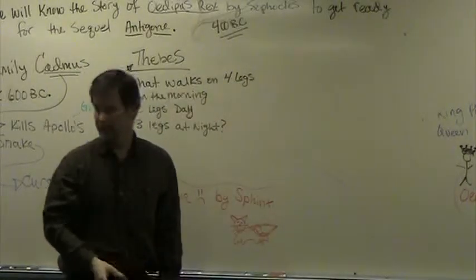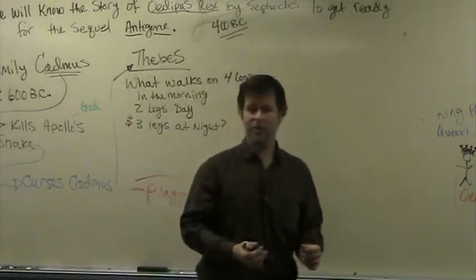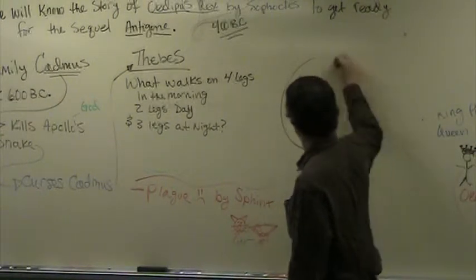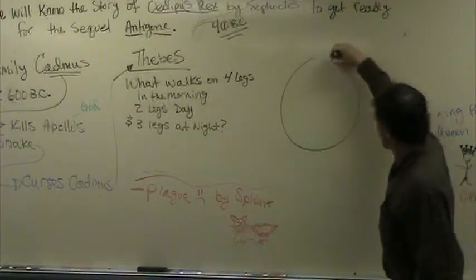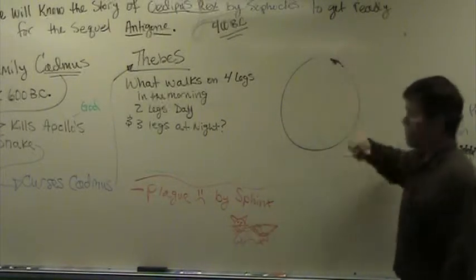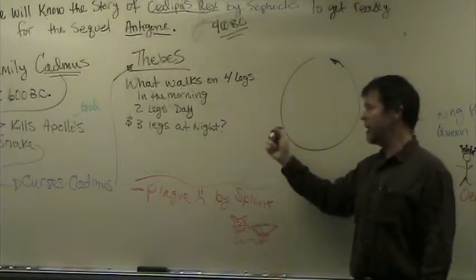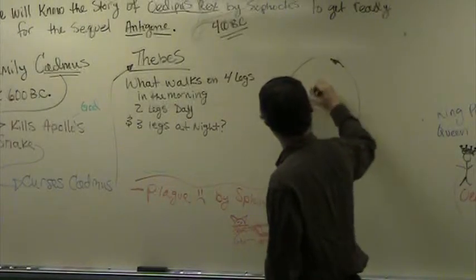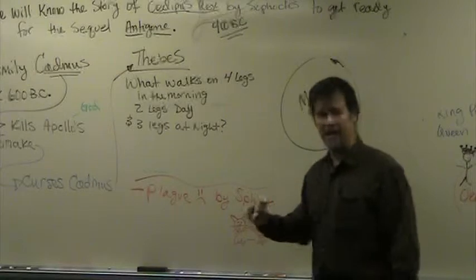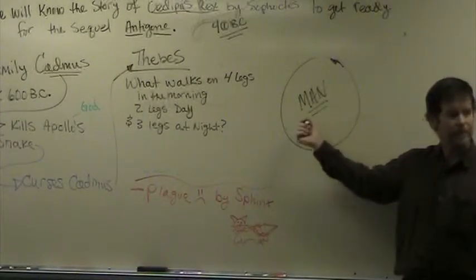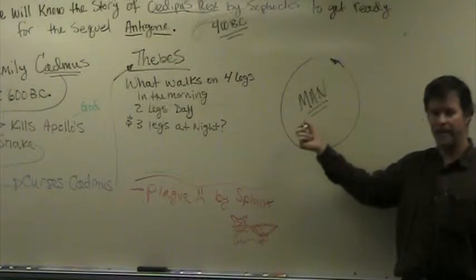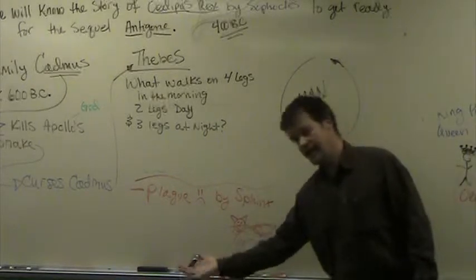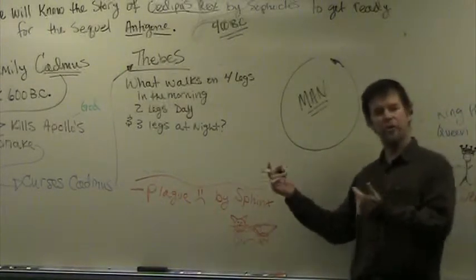Let's take a look at it really quick. This will stay on the video so you can see it, but you do want to know it. All right. Here's what Alex is talking about. What walks on four legs in the morning, two legs in the day, and three legs at night? Well, if the answer is man, mankind. Okay, when I say man, I mean humans. Now, don't forget, these plays are all based on the idea of man versus gods. In this case, mankind versus the Sphinx. But the answer to the riddle is man.